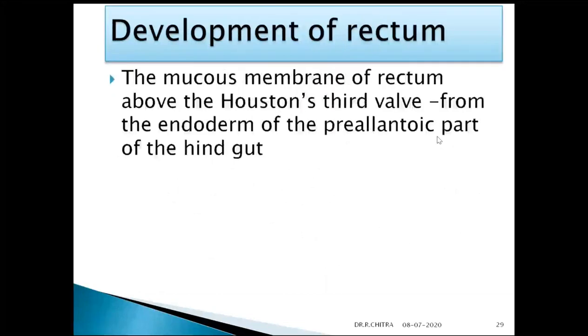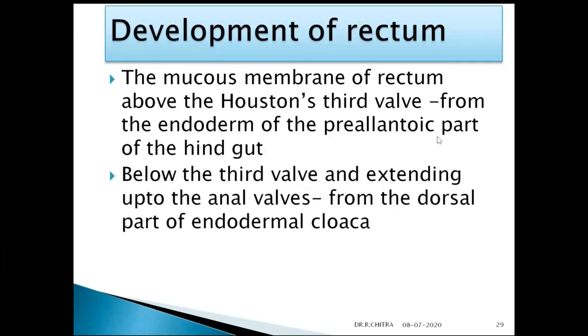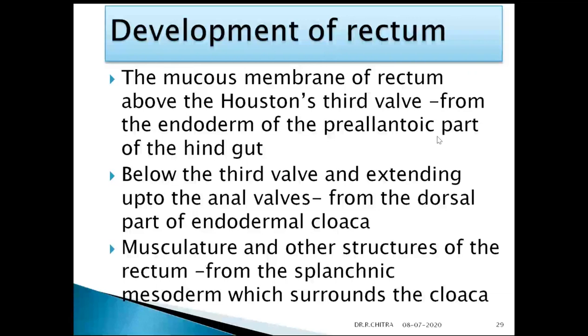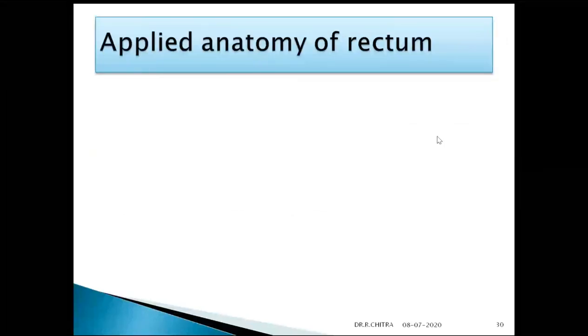Development of the rectum. The mucous membrane of the rectum above the Houston's third valve is from the endoderm of the pre-allantoic part of the hindgut. Below the third valve and extending up to the anal valves, it is from the dorsal part of the endodermal cloaca. The musculature and other structures of the rectum are from the splanchnic mesoderm which surrounds the cloaca.